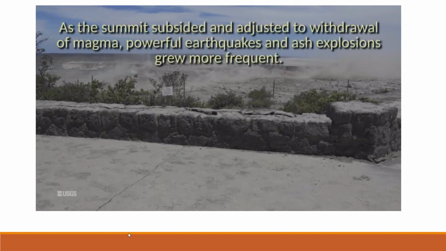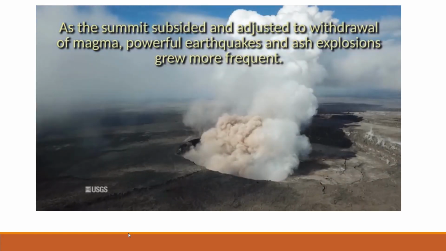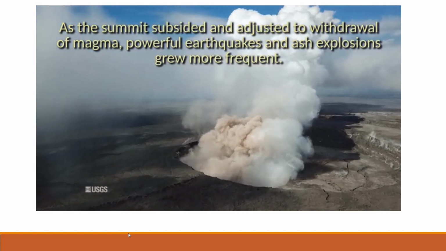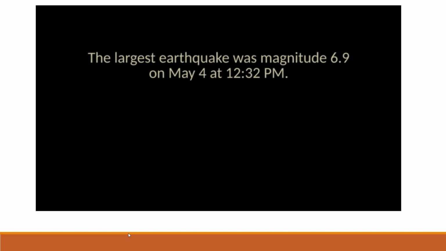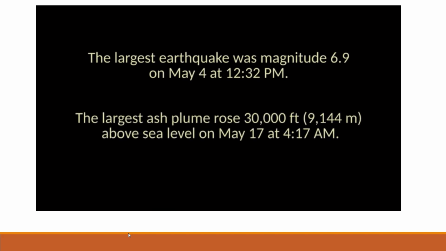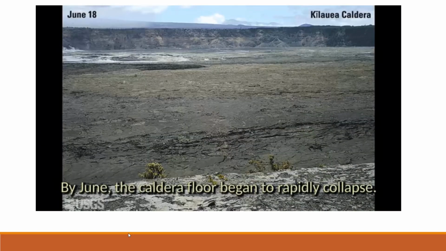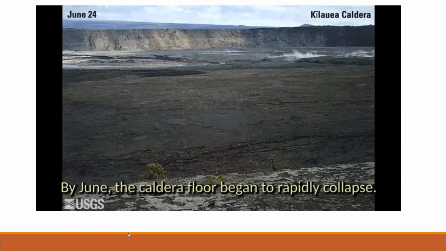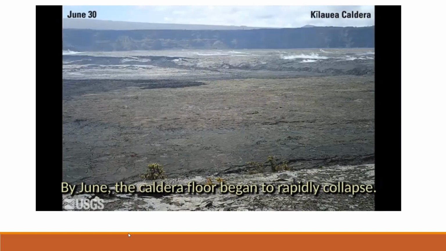As the summit subsided and adjusted to withdrawal of magma, powerful earthquakes and ash explosions grew more frequent. The largest earthquake was magnitude 6.9 on May 4th at 12:32 p.m. The largest ash plume rose 30,000 feet above sea level on May 17th at 4:17 a.m. By June, the caldera floor began to rapidly collapse.